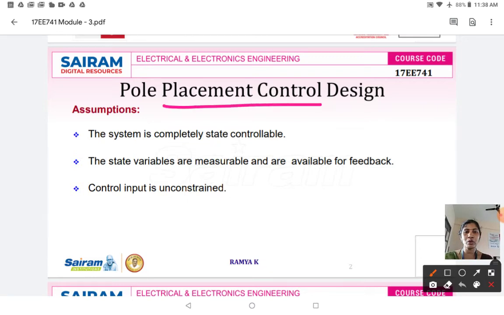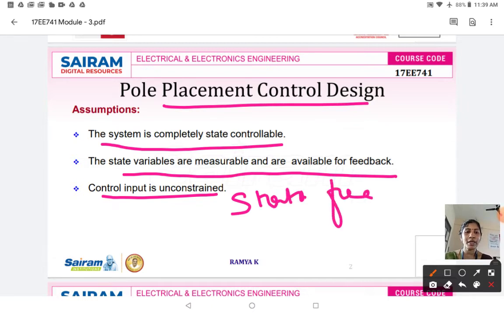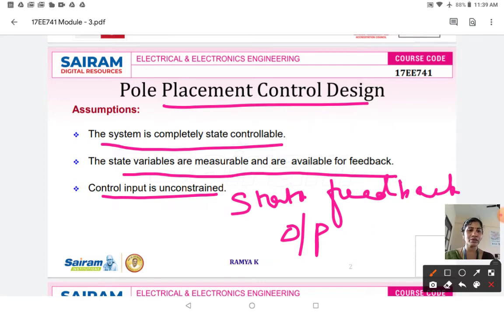So in case of your pole placement control design, the first step we need to find out is that the system has to be state controllable, and the second one, the state variables are measurable and are available for the feedback. Third one, control input is unconstrained. Why? Because in case of your state feedback, only your output will drive the system, whereas in case of your state observer design, both your input and output are going to drive your system. That is the major difference.